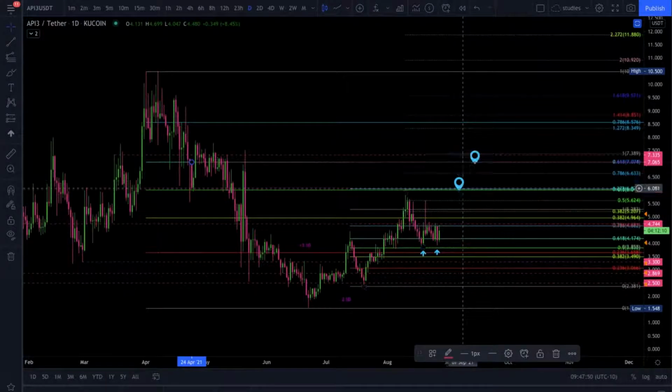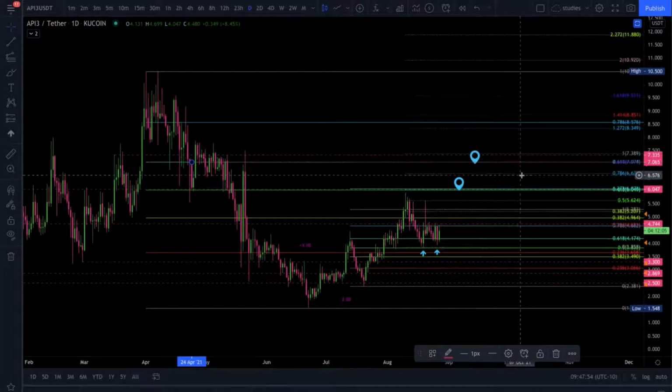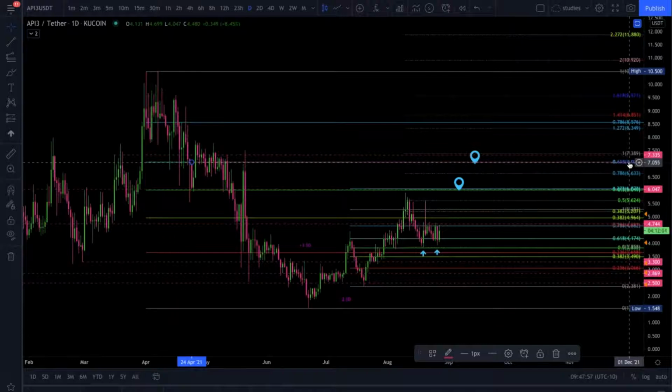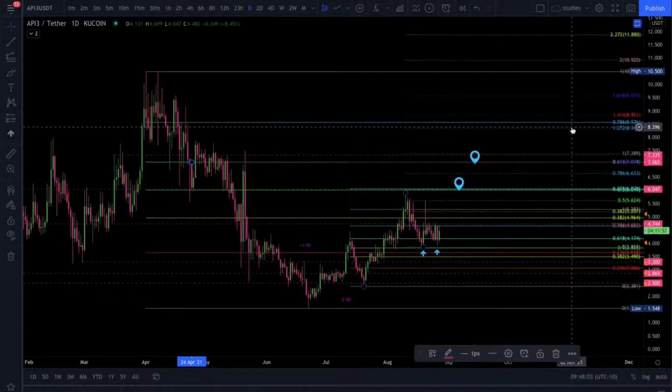I just put that at even 6. And then this one as well at 7, fib cluster and resistance. That's this guy here. I put it just below this. I think it's 704 or 5 or something like that. I just rounded it down. So that's where those came from, okay?